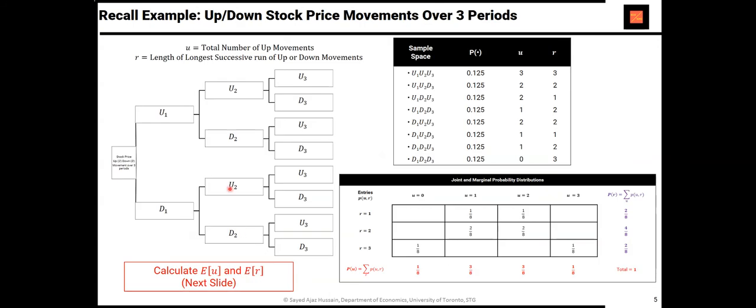Let's do an example. You remember your stock prices going up and down example. So equal probability going up and down, right? There's no price staying constant. And now you remember that you had 8 possible outcomes in the sample space. We then define two random variables called baby u, baby r. Baby u is right here, total number of up price movements, and baby r was the length of the longest successive run of either up or down price movements.